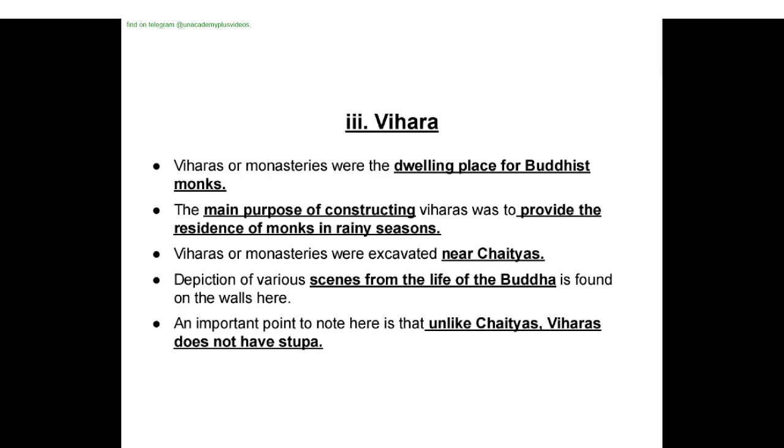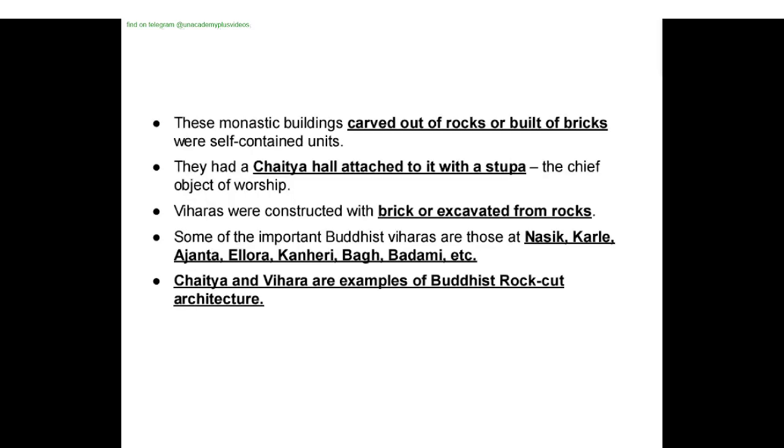An important point to note here is that unlike Chaityas, Viharas do not have a stupa. These monastic buildings carved out of rocks or built of bricks were self-contained units. They had a Chaitya hall attached to them with a stupa, the chief object of worship. Viharas were constructed with brick or excavated from rocks. Some of the important Buddhist viharas are those at Nasik, Karle, Ajanta, Ellora, Kanheri, Bagh, and Badami, etc.